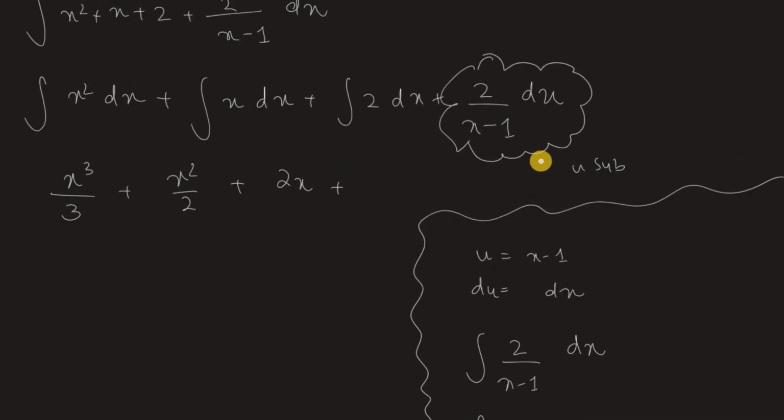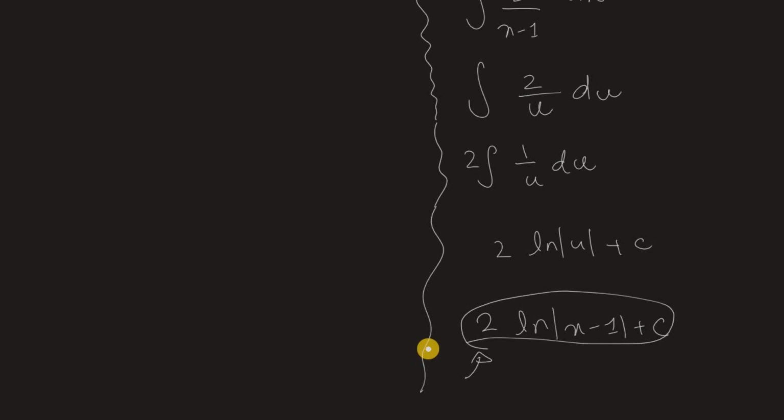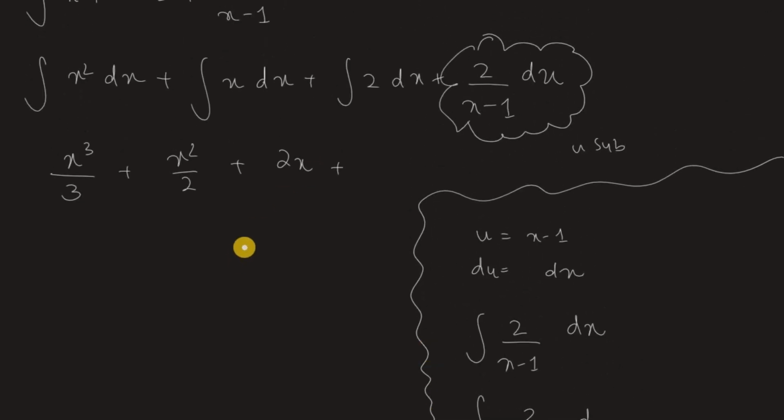So we have the integration of this one that we just solved over here, which is 2 ln of absolute value of x minus 1 plus c. So we can write it over here. 2 ln of x minus 1 plus c, and that completes our problem of the improper partial fraction that we had.